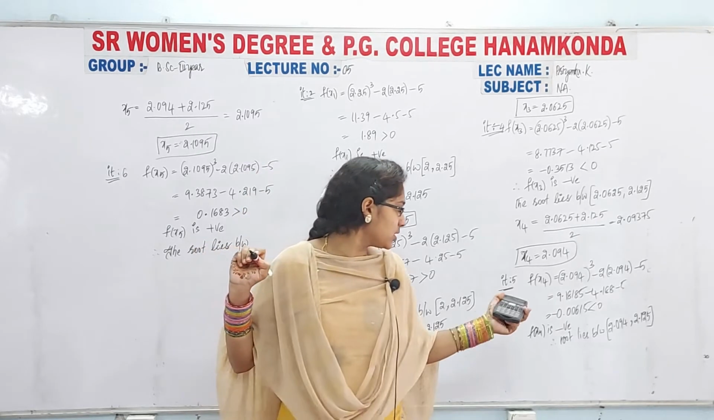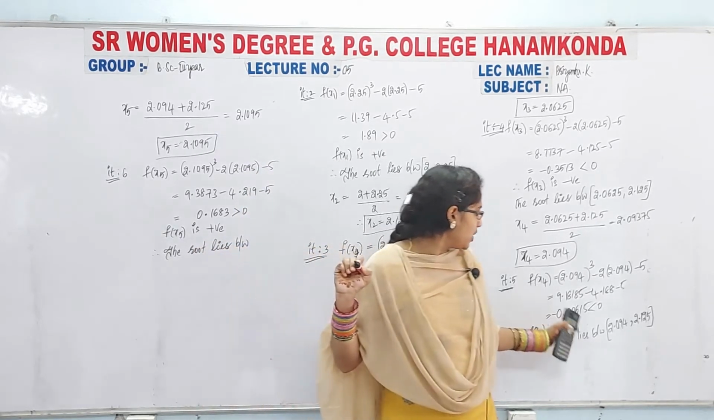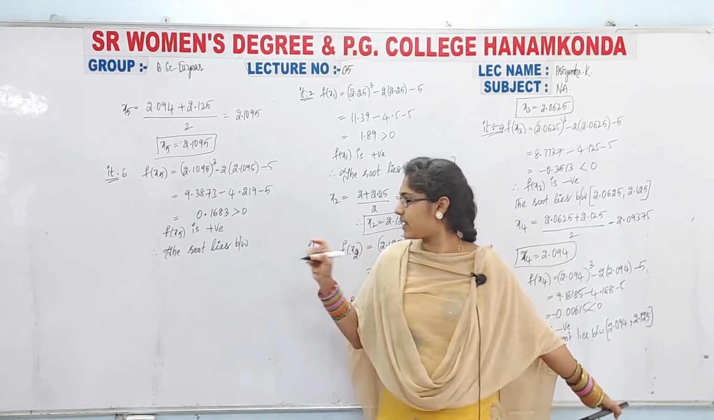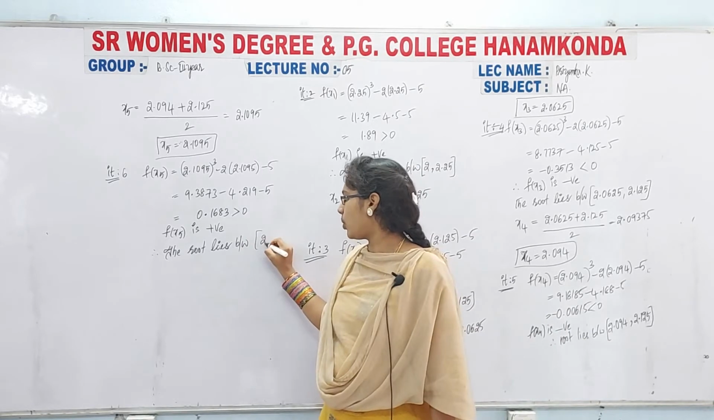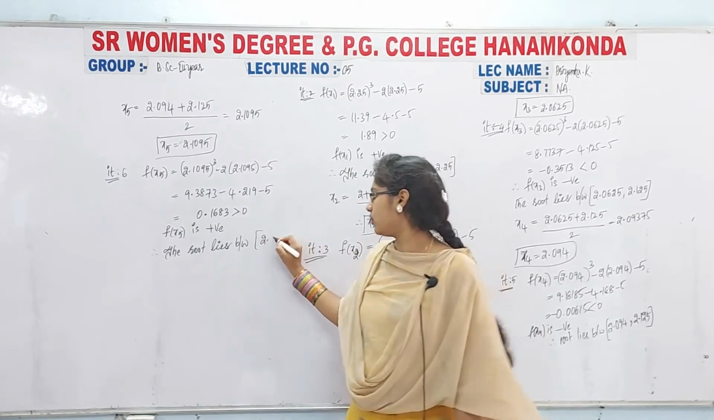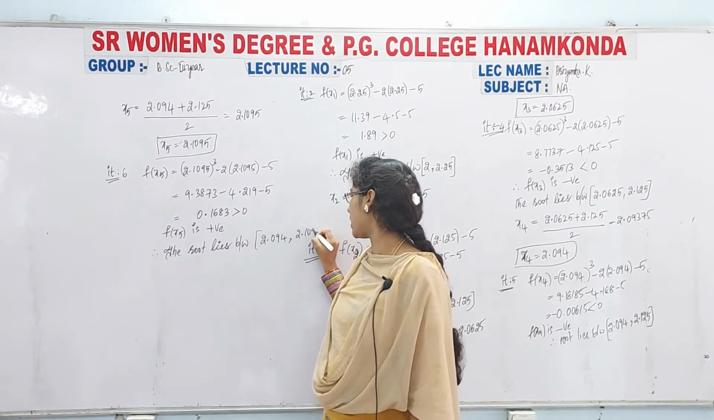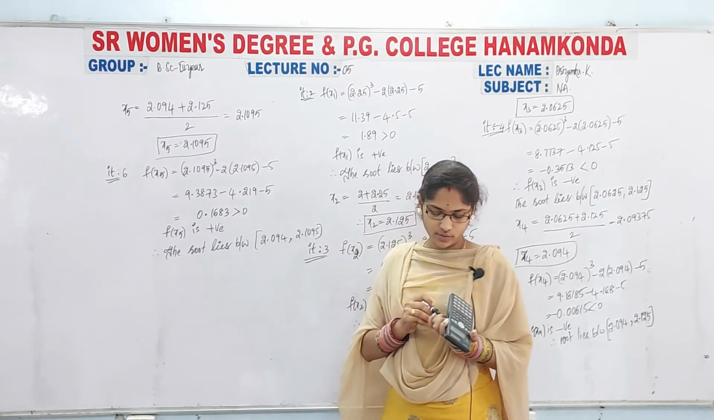So here the interval is nothing but 2.094. This is nothing but the negative sign. Right, now here we have positive. That means 2.094 will be the same, comma, 2.1095 is the new value.